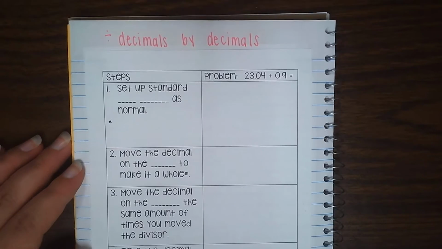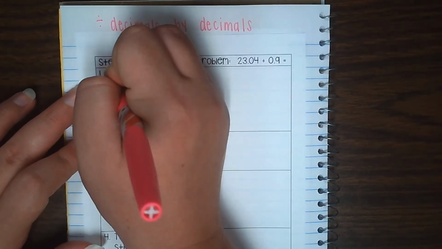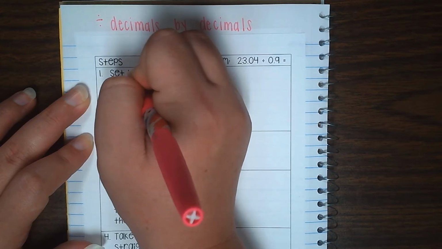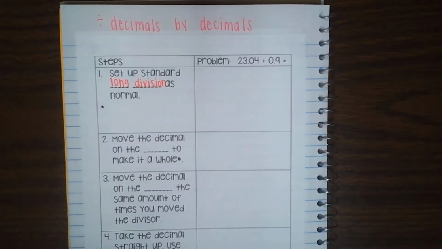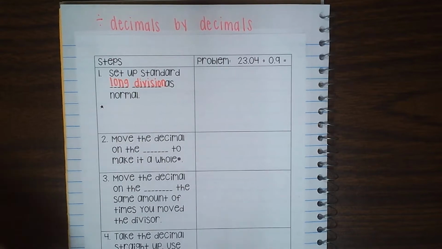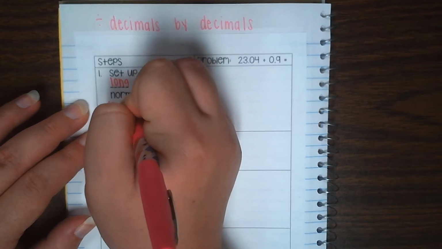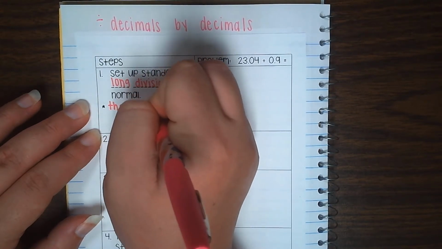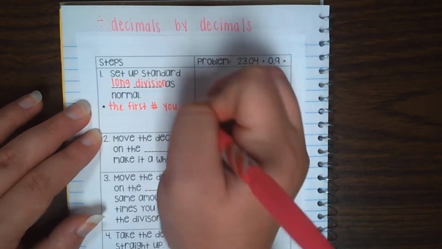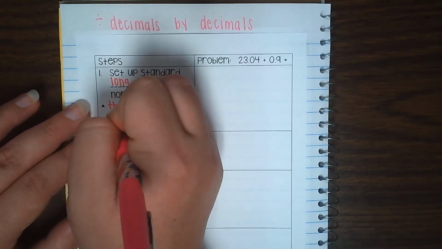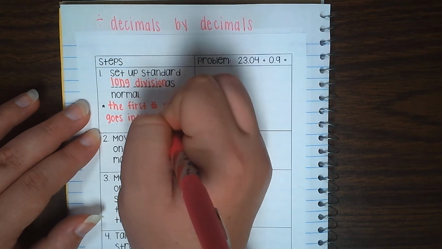Alright, so the steps are to set up standard long division as normal. Remember, the first number you see goes inside the box.